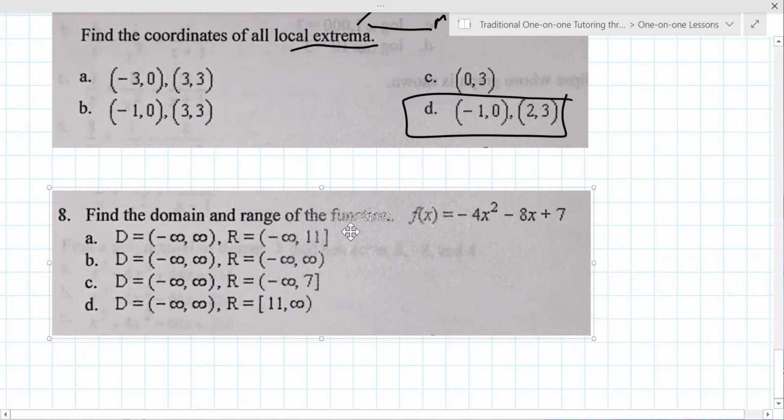Okay, so domain and range of the function. This is a quadratic, and quadratics either open up or down. This one actually opens down because there's a negative in front. So it looks something like this. So to find the range, we need to find the vertex.